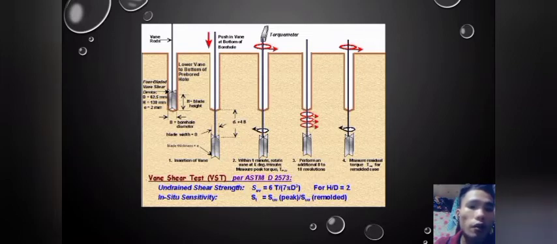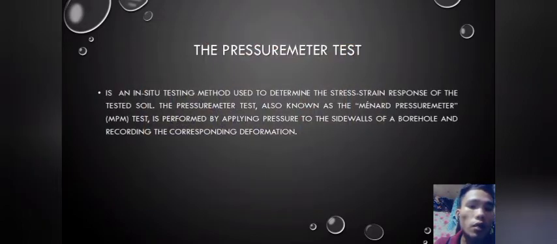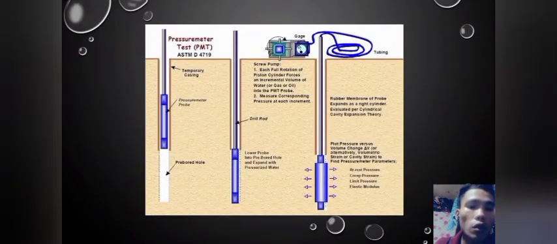So let's move on to the pressure meter test. It is an in situ testing method used to determine the stress strain response of the tested soil. The pressure meter test, also known as the Menard pressure meter (MPM) test, is performed by applying pressure to the sidewalls of a borehole and recording the corresponding deformation. So this is the figure of the pressure meter test or PMT.